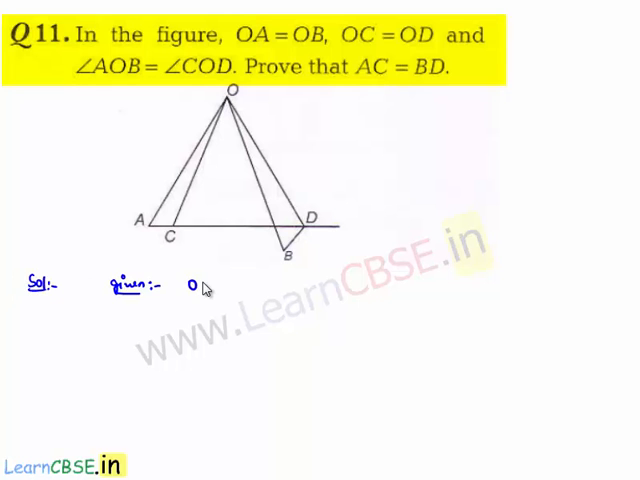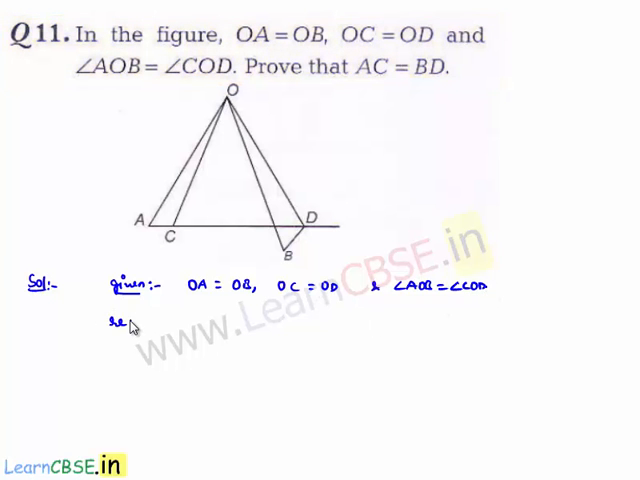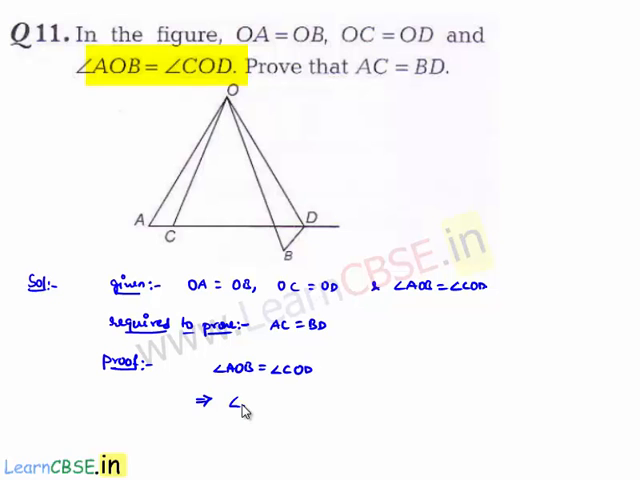Given that OA is equal to OB and OC is equal to OD and also angle AOB is equal to angle COD, and we are asked to prove that AC is equal to BD. So now let us prove that. Let us consider that angle AOB is equal to angle COD. Let us subtract angle COB from both sides.